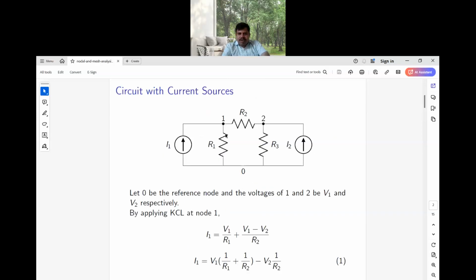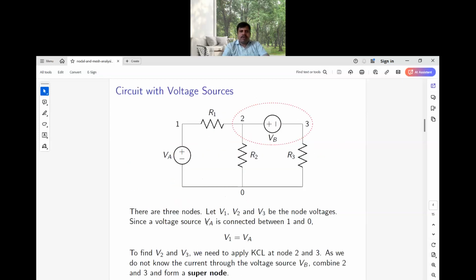Then once V1 and V2 are obtained, what is the current flowing through R1? V1 divided by R1. What is the current flowing through R2? V1 minus V2 by R2. The current flowing through R3 is V2 divided by R3. That's it. This is the case. Clear? Now, a special case is there.